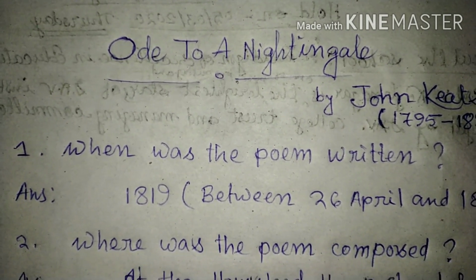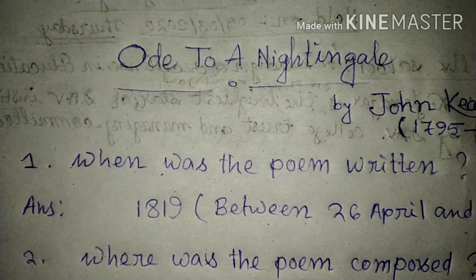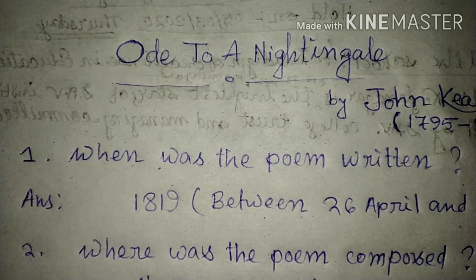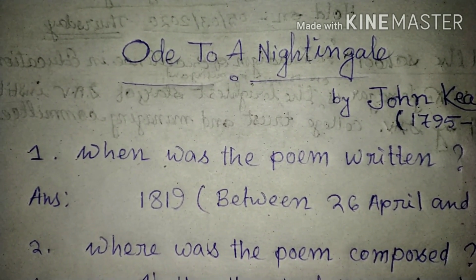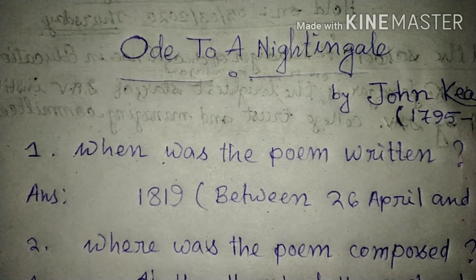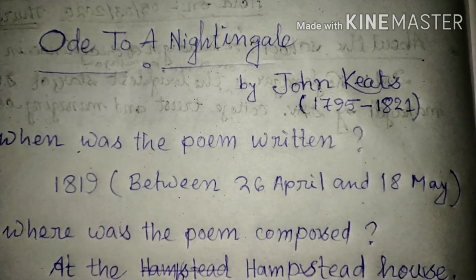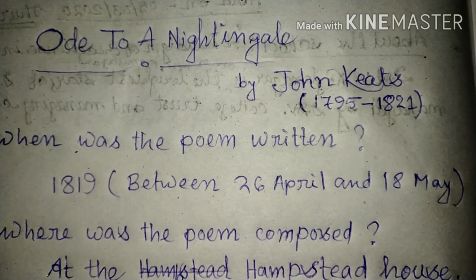First of all, Ode to a Nightingale was written by John Keats. And next question is, when was the poem written? The poem Ode to a Nightingale was written in 1819, in between 26th April and 18th May.